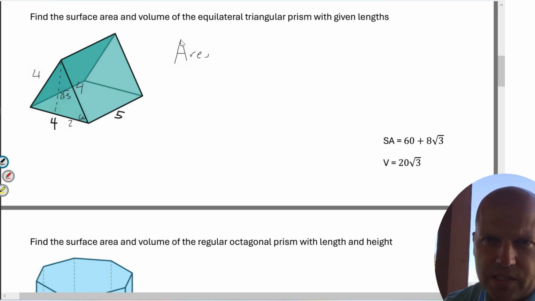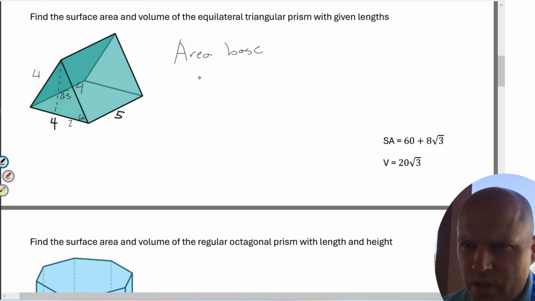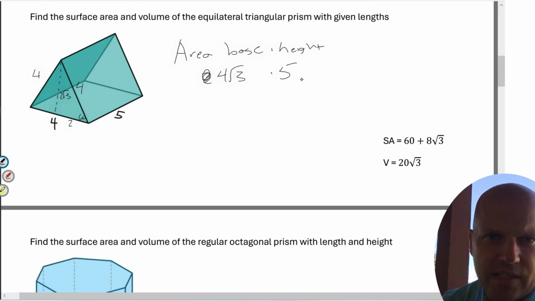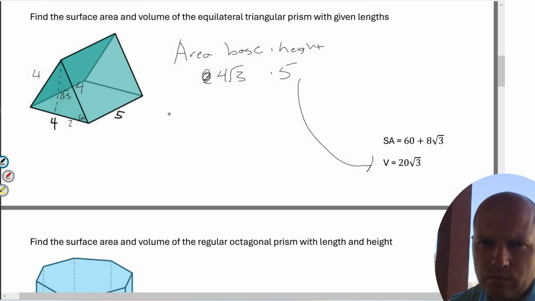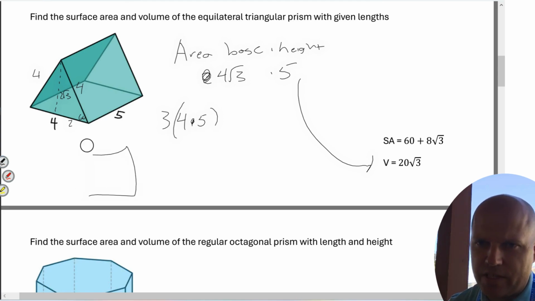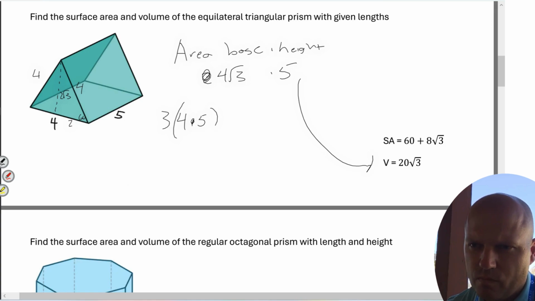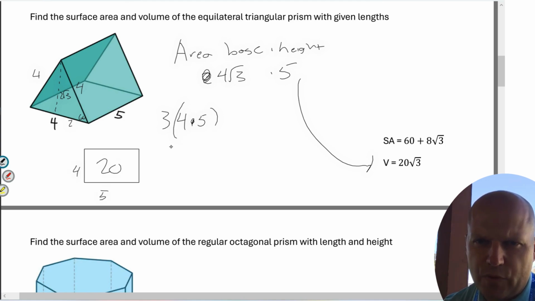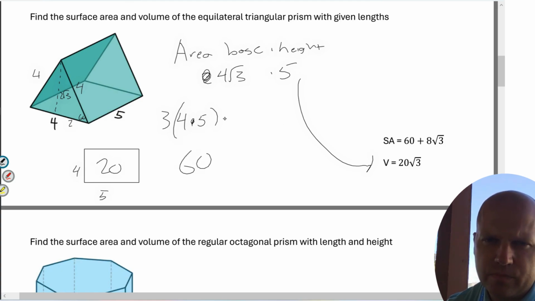So the area of the base, this is for the volume, is going to be 1/2 base times height. So that'll be 4√3 times the height, which is 5, gives us that 20√3. I have 3 of these 4x5 rectangles. So I have 3 of these 20s, which is 60.